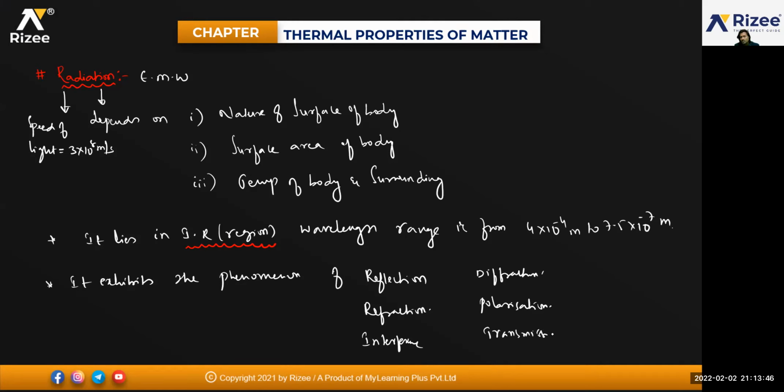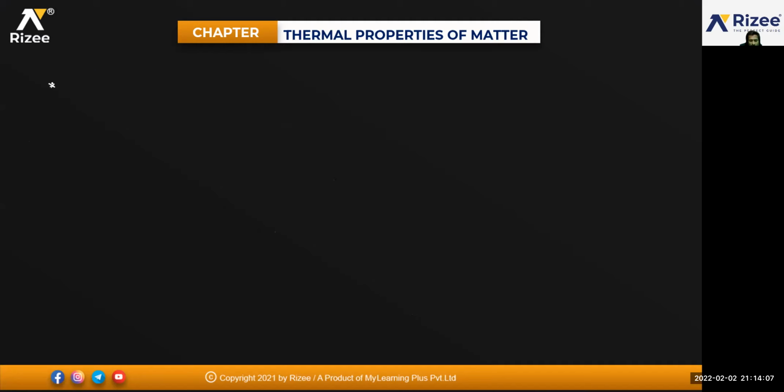It also transmits from one body to another body. If it is an opaque body, it will stop. If it is a transparent body, it can transfer from one body to another body. So radiation exhibits the phenomenon of reflection, refraction, interference, diffraction, polarization, and transmission of light from one point to another point. Clear? Sure.